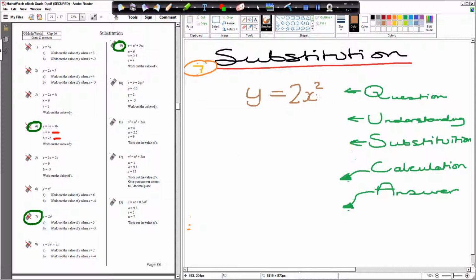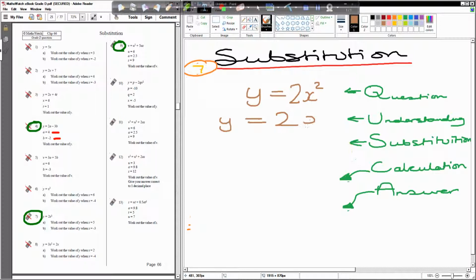Right. That's our question. What does this question mean? It means what? Let's have a look. What's between the 2 and the x squared, by the way? A times sign. That's our understanding, that we understand that the 2x squared means 2 times by x squared. So we've understood it correctly.